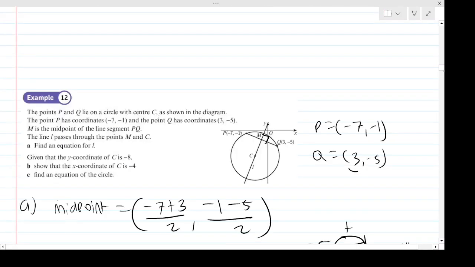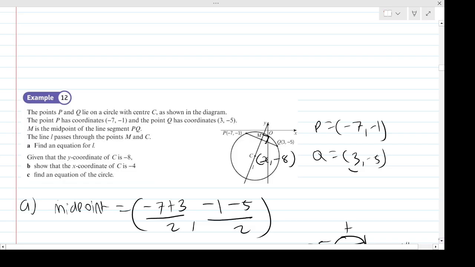Then it says, given that the y coordinate of C is minus 8, find the x and show that the x coordinate of C is minus 4. Okay. So let's talk about the centre. That means the centre has coordinate x, right? We don't know what x is. We need to show it's minus 4, but you can't just assume it's minus 4. We need to get there. But the y coordinate is minus 8.